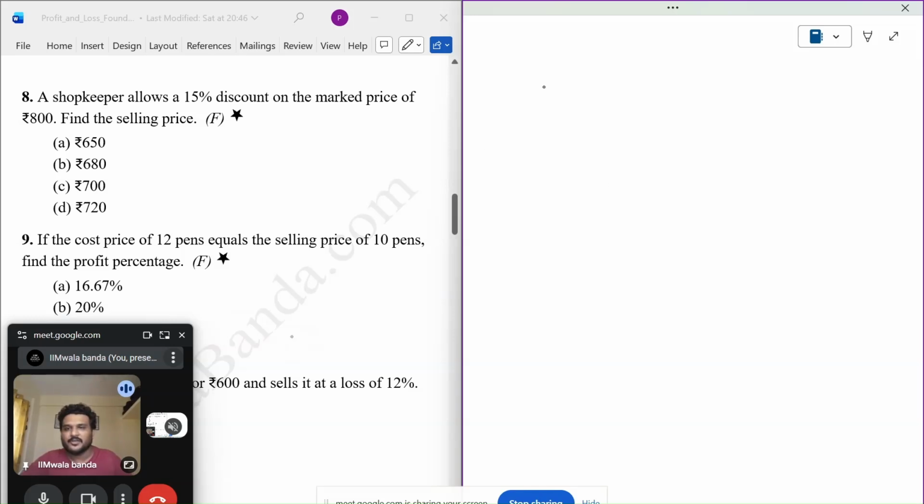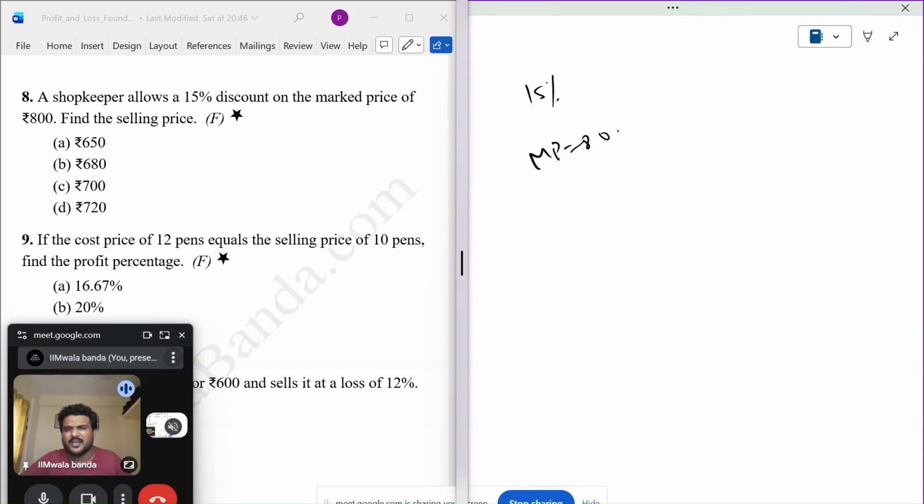A shopkeeper allows a 15% discount on the marked price of 800. So this time marked price is 800. Don't get scared when they talk about marked price. Just use common sense. So on marked price, he's allowing a 15% discount, which is just reducing marked price by 15%. Find the selling price.